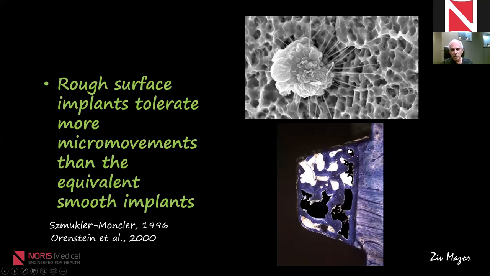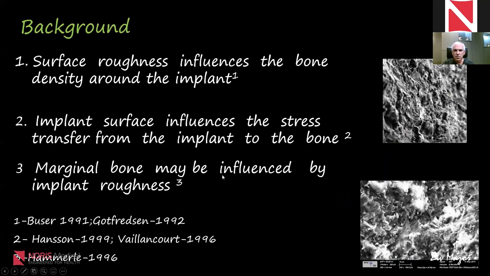What else do we need when we go for immediate loading? We need rough surface implants that tolerate more micro-movements than the equivalent smooth surfaces. There are lots of studies that were published over the years showing that surface roughness influences the bone density around the implant. Implant surface influences the stress transfer from the implant to the bone. And marginal bone may be influenced by implant roughness.